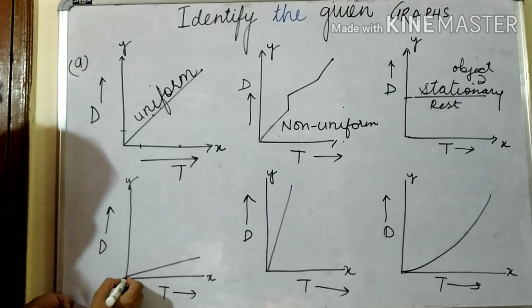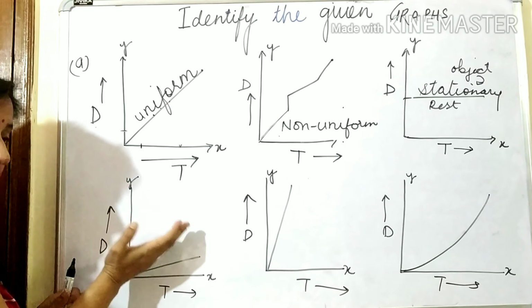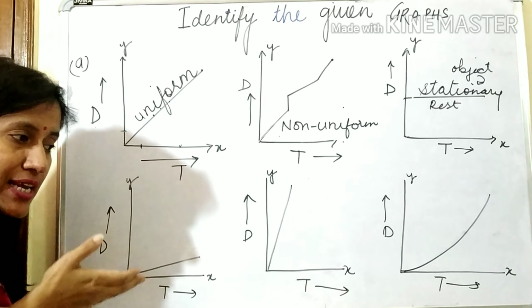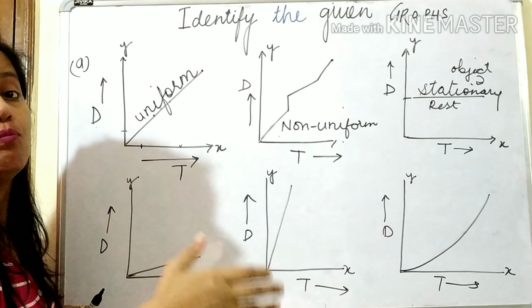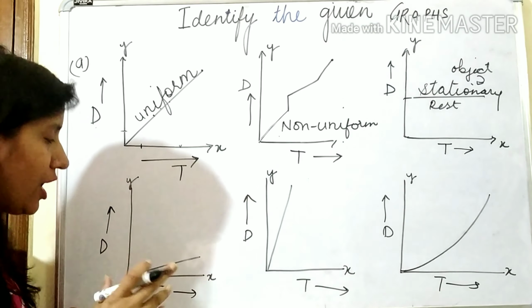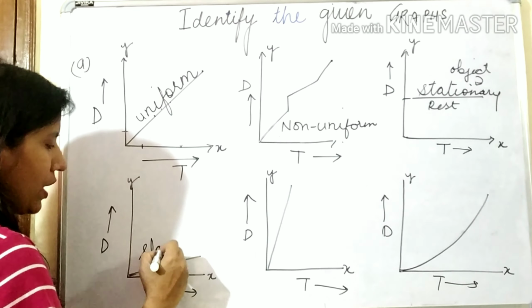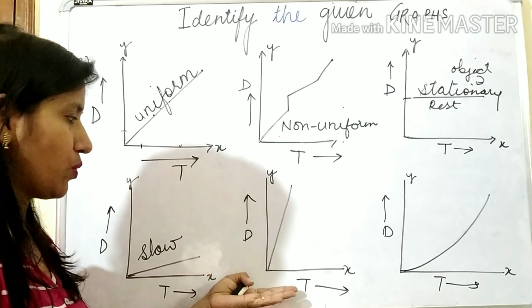Let's see the next one. This is also a uniform graph, but the graph is towards time. This means the object is taking lots of time to move. Like the example I gave you, the bullock cart. So this type of motion is known as slow motion.